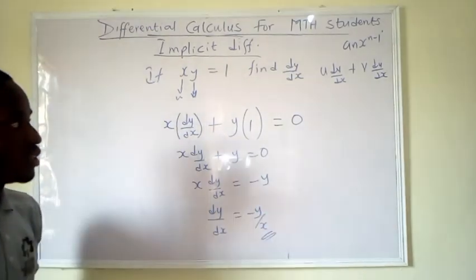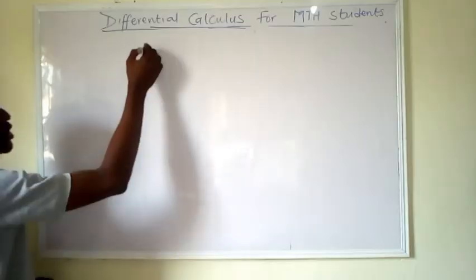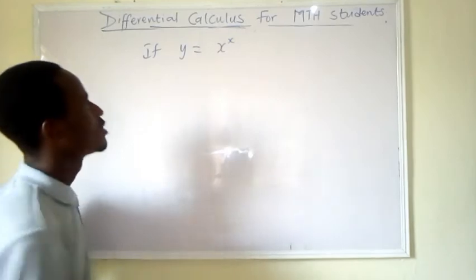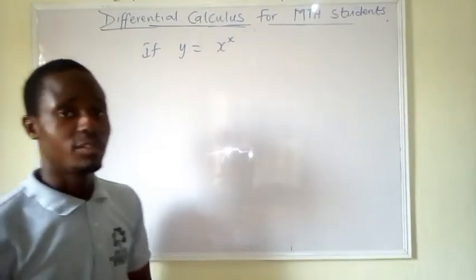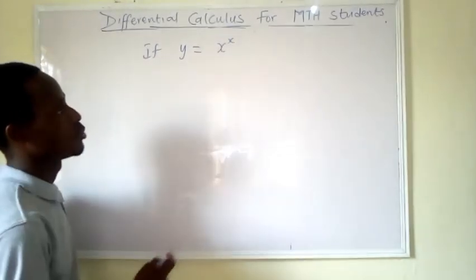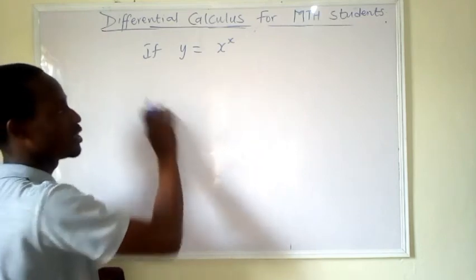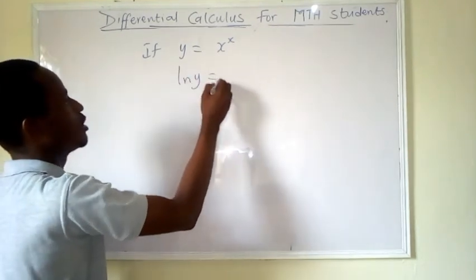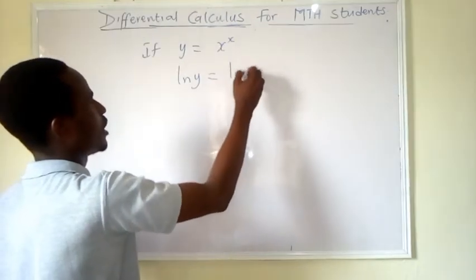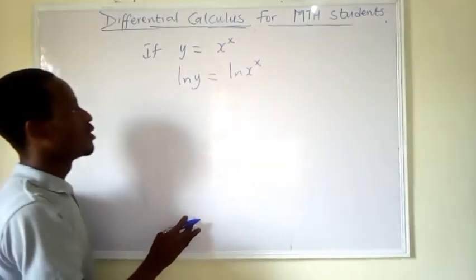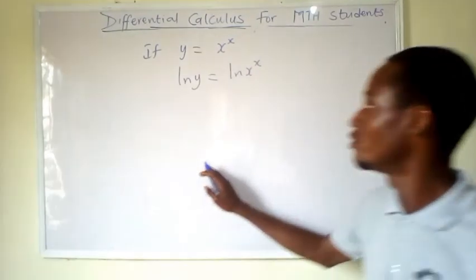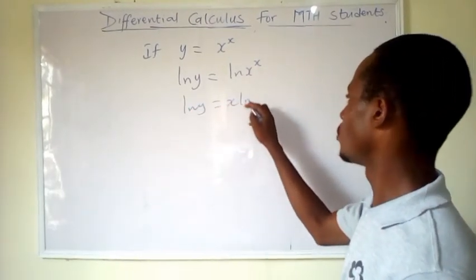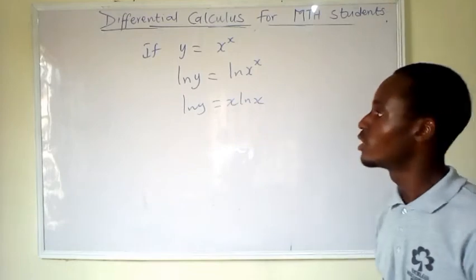So that is the derivative of this function. So if y equals x raised to the power x, how do you think we can find the derivative of this? Okay, let's do it this way. If I take the Napierian logarithm of both sides, I'm going to have ln y equals ln of x raised to the power x. And that would give me ln y equals x multiplied by ln x.